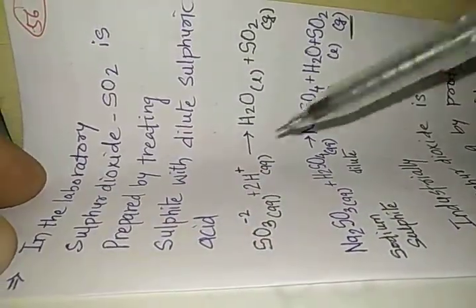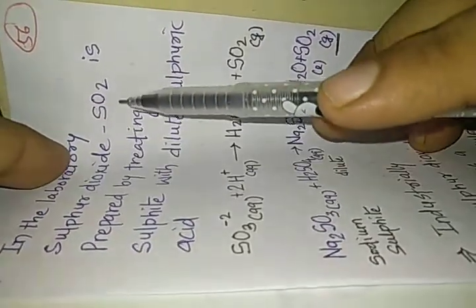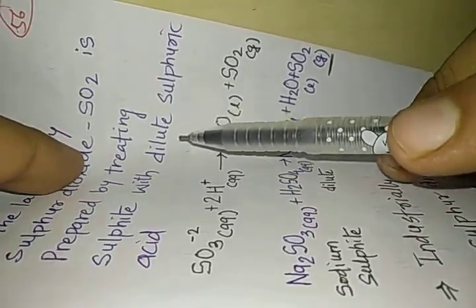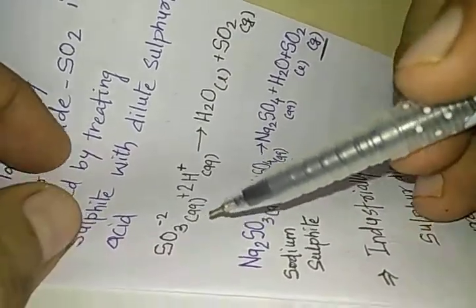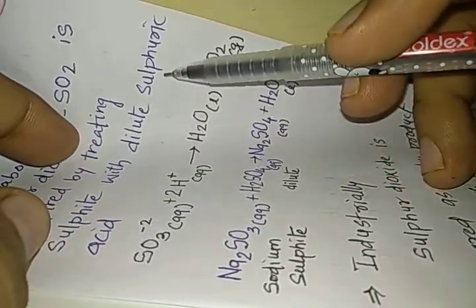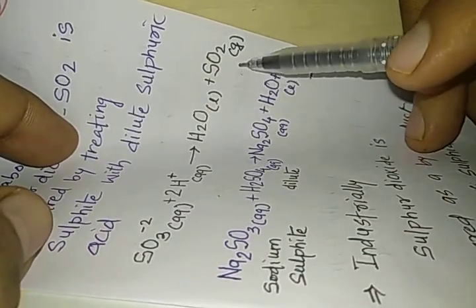How do we prepare sulfur dioxide in the laboratory? In the laboratory, sulfur dioxide is prepared by treating sulfite with dilute sulfuric acid. So these are the sulfite ions, SO3 2-, which when they react with the H+ ions present in the dilute sulfuric acid, produce water and sulfur dioxide gas.